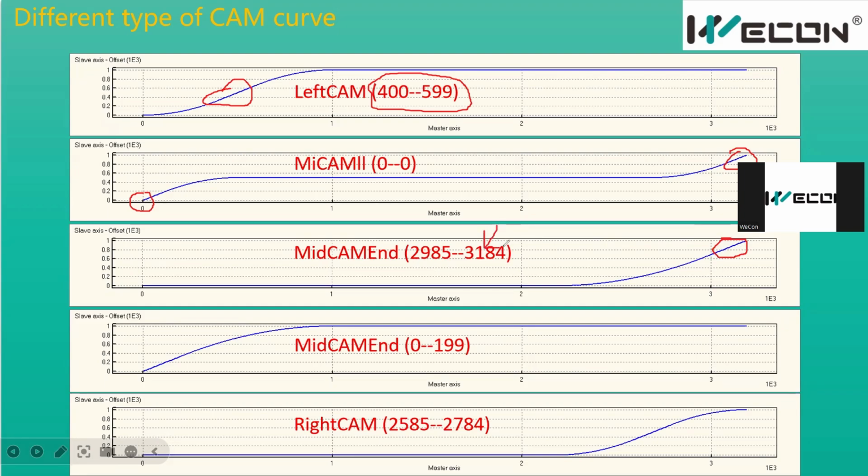can see this parameter, 3,184 is the length of our master. And for this picture, the beginning of the curve is our sink area, and for the last curve, the sink area is here. So we can see with different cam curves, we will get different sink areas.